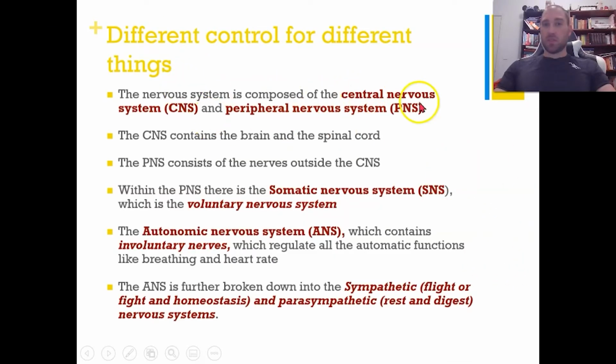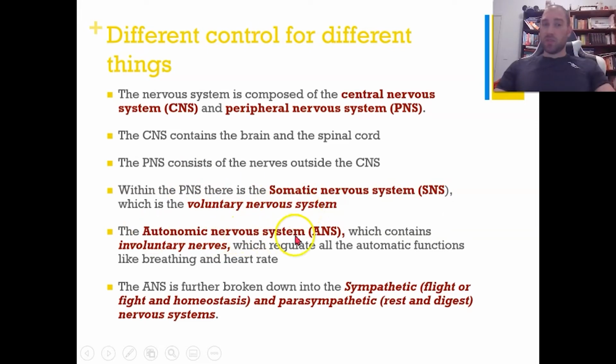So the nervous system is composed of the central nervous system, often referred to as the CNS, and the peripheral nervous system, the PNS. So the CNS, central nervous system, is the brain and the spinal cord. The peripheral nervous system is everything outside of that. Inside the peripheral nervous system, we have the somatic nervous system, and this is voluntary. This is where you get to make choices about things like moving your arm and waving.